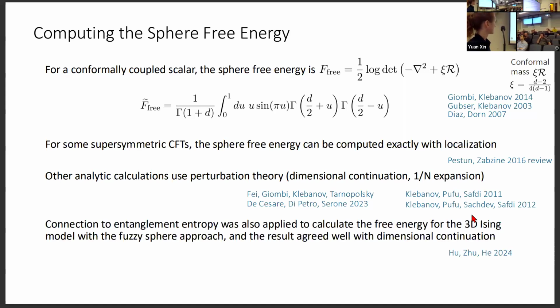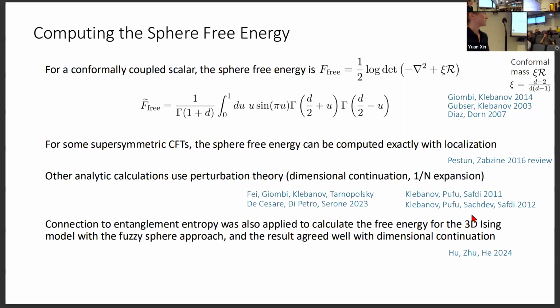Okay, so recently also we have this new tool of the fuzzy sphere. And the connection with the entanglement entropy across the S^{d-2} was applied to calculate the free energy for the 3D Ising model using the fuzzy sphere. And the result agreed well with what Igor and Grisha and Lin and Simone found in dimensional continuation.